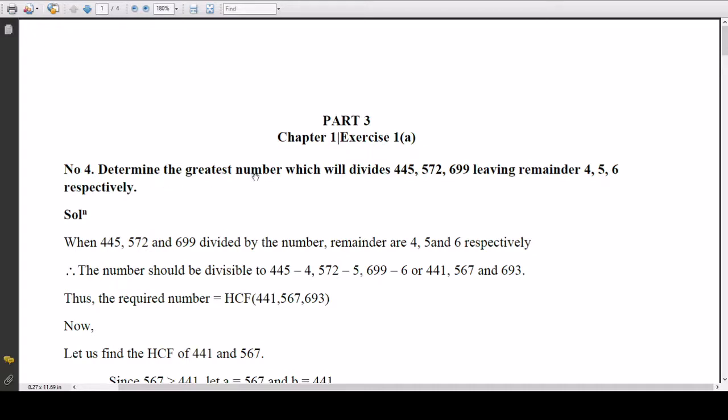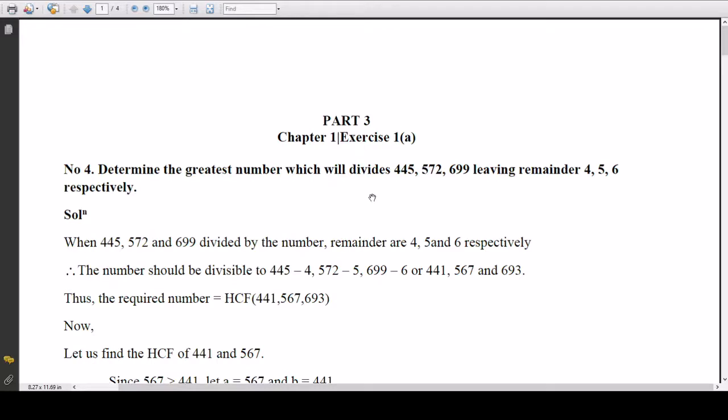Determine the greatest number which will divide 445, 572, 699, leaving remainder 4, 5, 6 respectively. That means a number which on dividing 445 leaves remainder 4, on dividing 572 leaves remainder 5, and on dividing 699 leaves remainder 6.